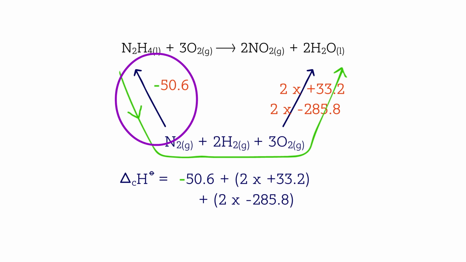Then finally, all I have to do is plug this calculation into my calculator exactly as I have written. And I'll come out with the answer, minus 555.8 kilojoules per mole. My final answer can't be more precise than the least precise piece of information that I put into it, so I need to round to 3 significant figures.